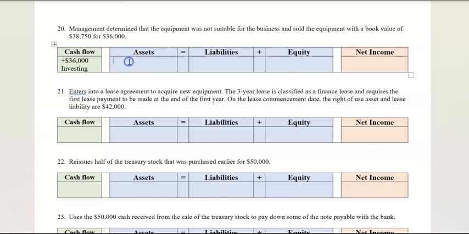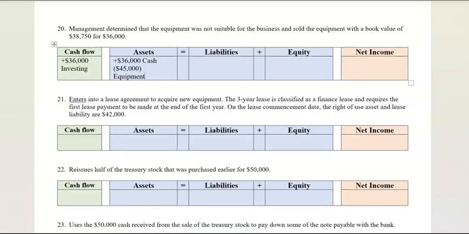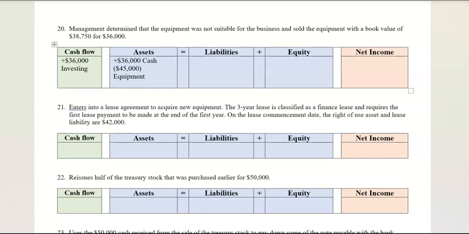Of course, our assets are going to increase by $36,000 related to the cash that we receive. Assets are also going to decrease by the book value of the equipment that's going to come off. If I want to get specific about the book value, I can just take off $38,750 for a book value. But if I want to get the books exactly right, what I would want to do is take off that $45,000 equipment we booked in one of our first transactions, and then I would add back the accumulated depreciation that had been recorded so far.